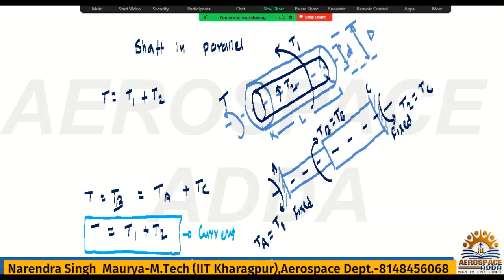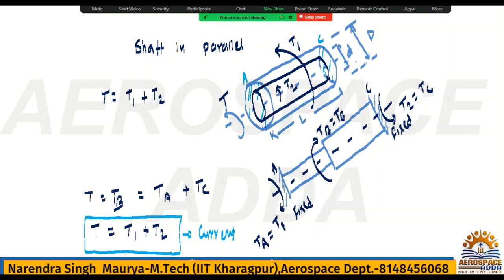Now check, at this end it is supposed fixed, and here also it is fixed. So what will be the deflection at the end points? It is A and it is C, we just say. So what will be the deflection or angular twist? Angular twist at both ends, because it is fixed also, will be the same.